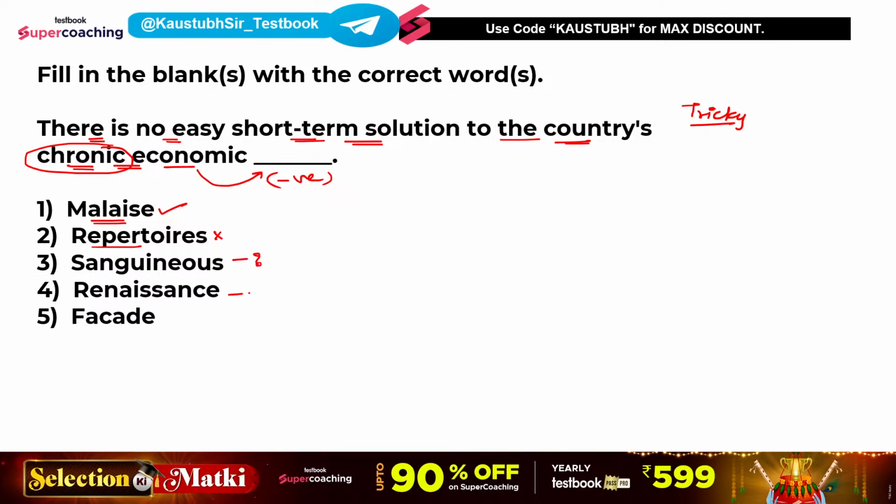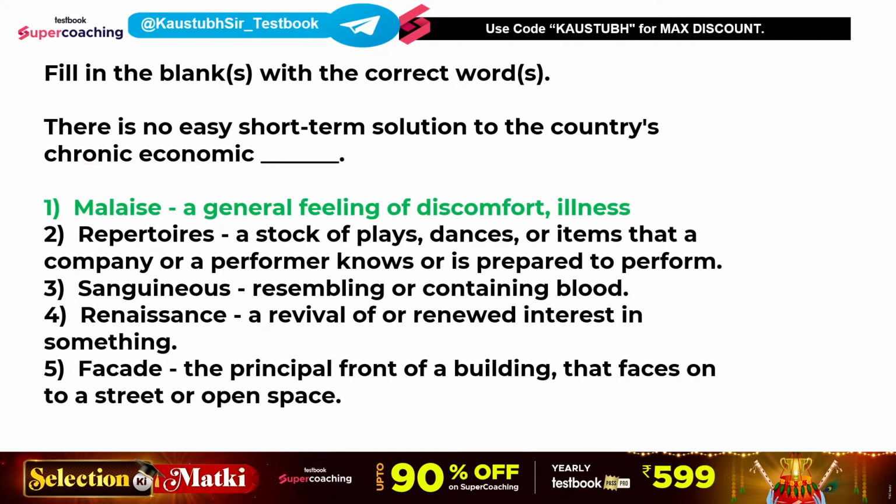Renaissance is again a period of enlightenment, comes from the history of the Italian Renaissance. And this is called a facade. Facade is outer appearance, outer appearance of a building or of a structure. So I think the right answer is malaise. It means a general feeling of discomfort or illness. So the economy is going through this feeling of discomfort and illness.